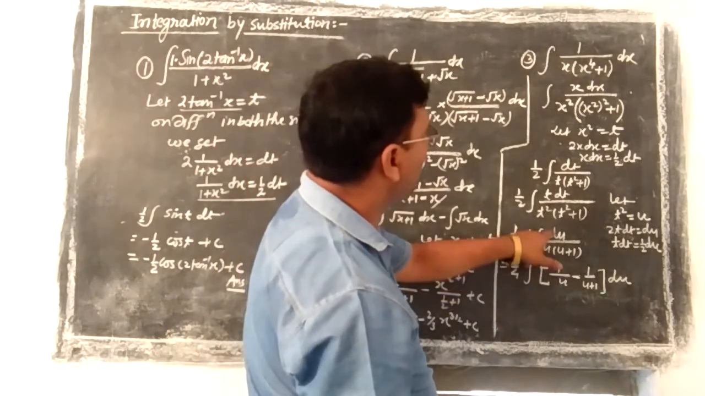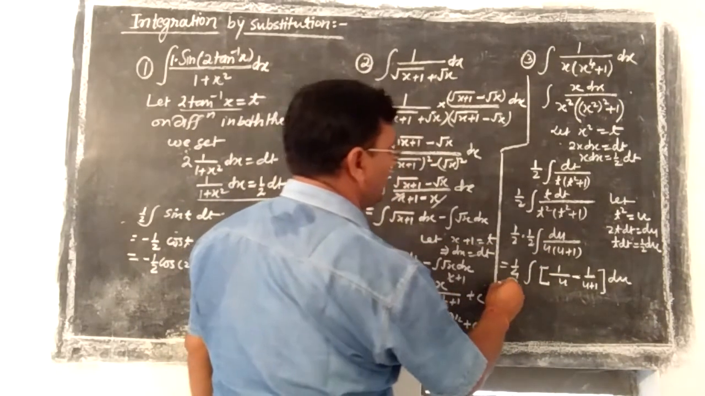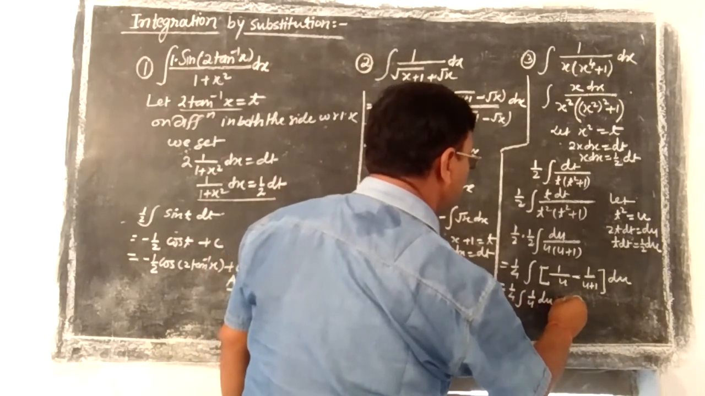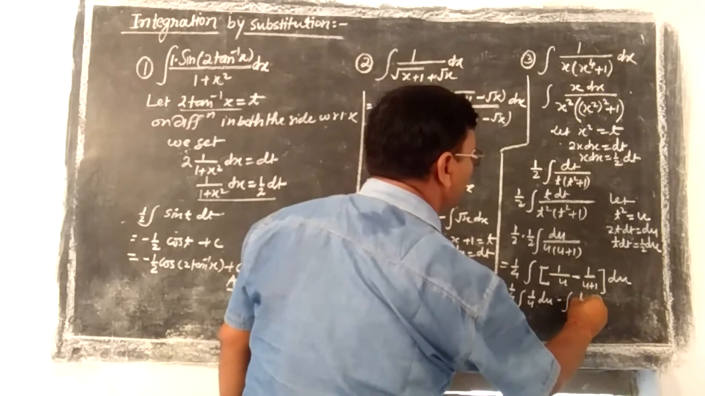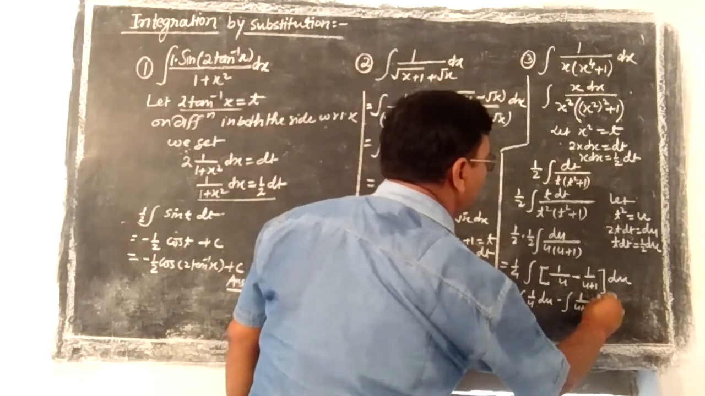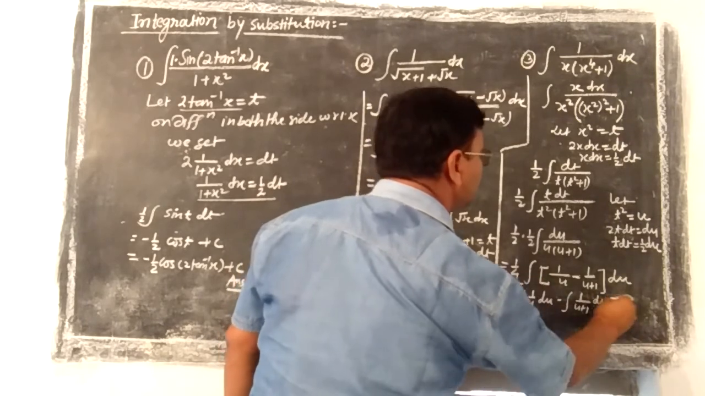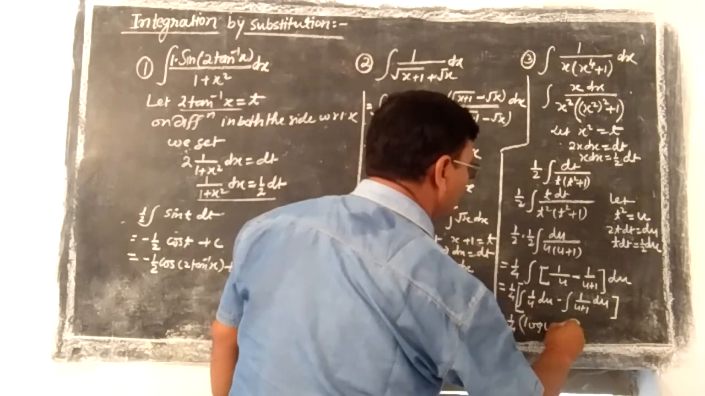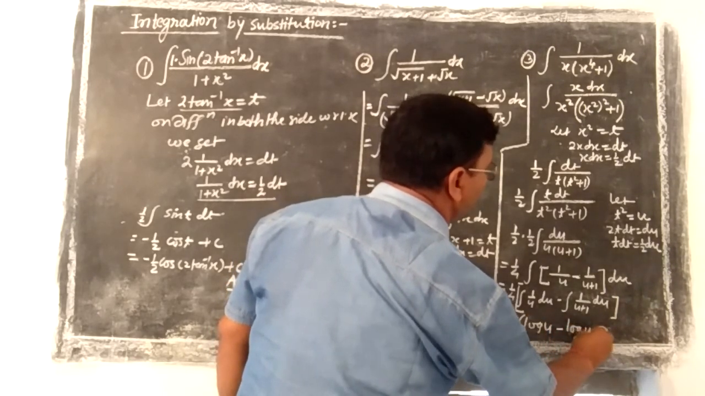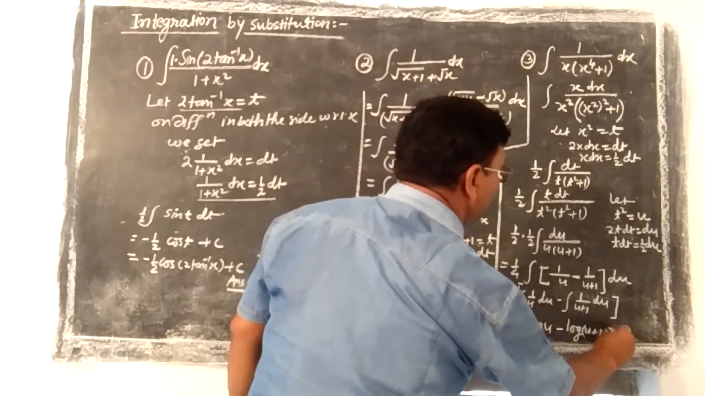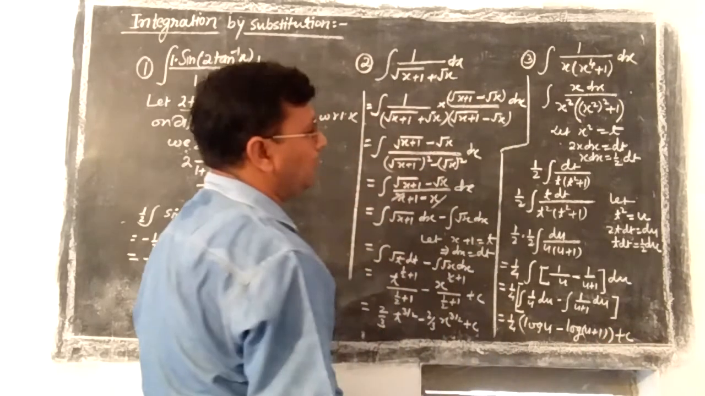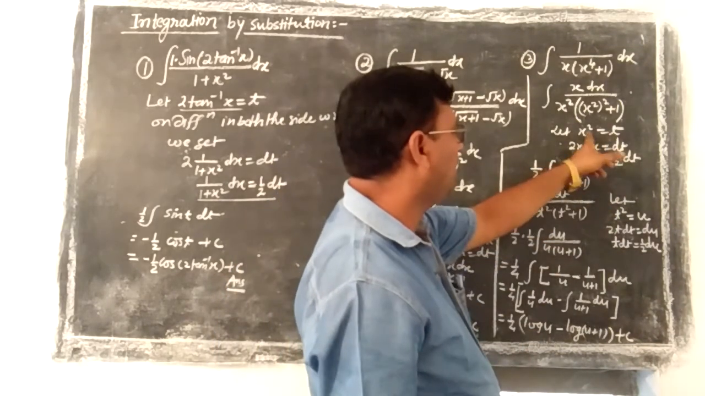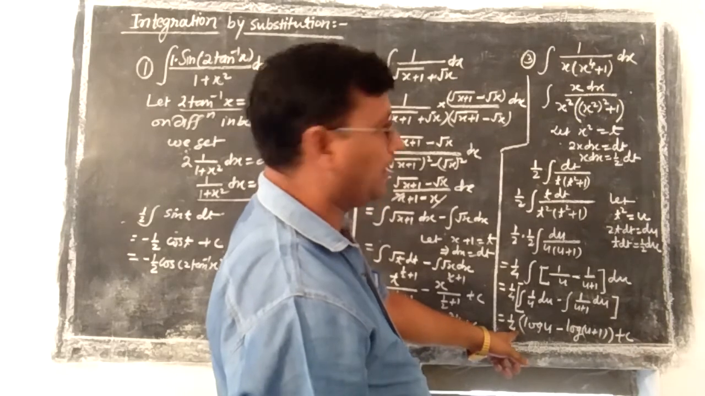It will be equal to this. Therefore 1 by 4 integral of 1 by u du minus 1 by u plus 1 du. It will be 1 by 4 log u minus log u plus 1 plus integral constant c. Now we will put the value of u in form of t and t in form of x. Then we find out the required result.